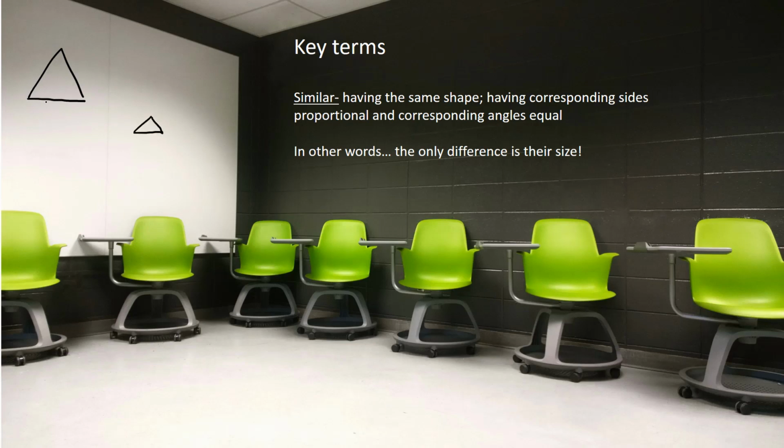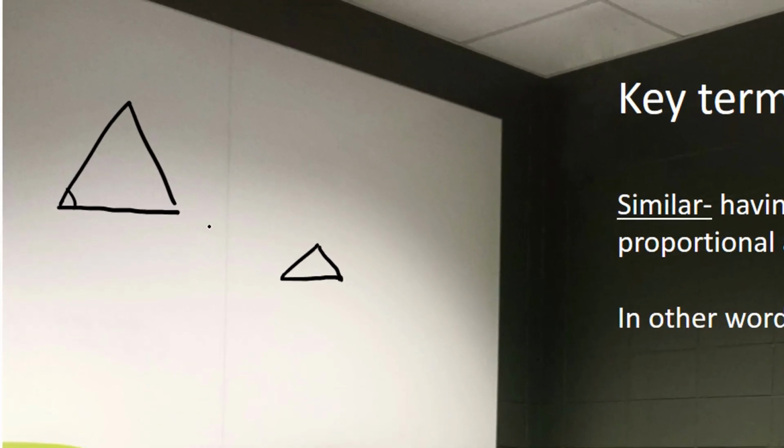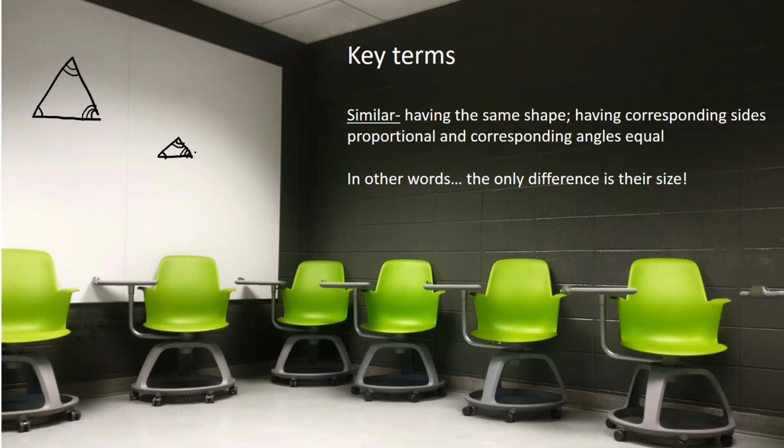So they were the same shape and the corresponding angles. So say that angle and that angle had the same measure and those two had the same measure and then these two, squeeze that in there, those had the same measure. So those would be similar, similar triangles or similar figures. So they have the same shape.